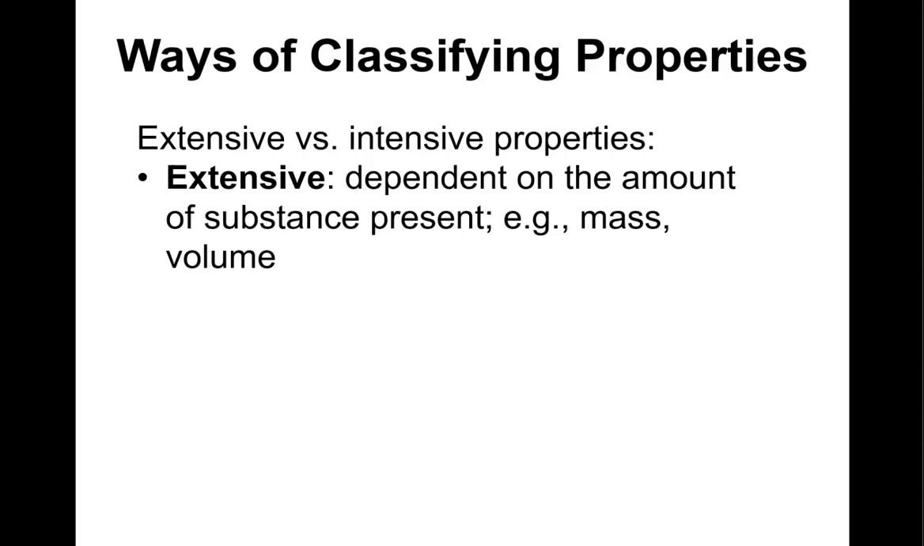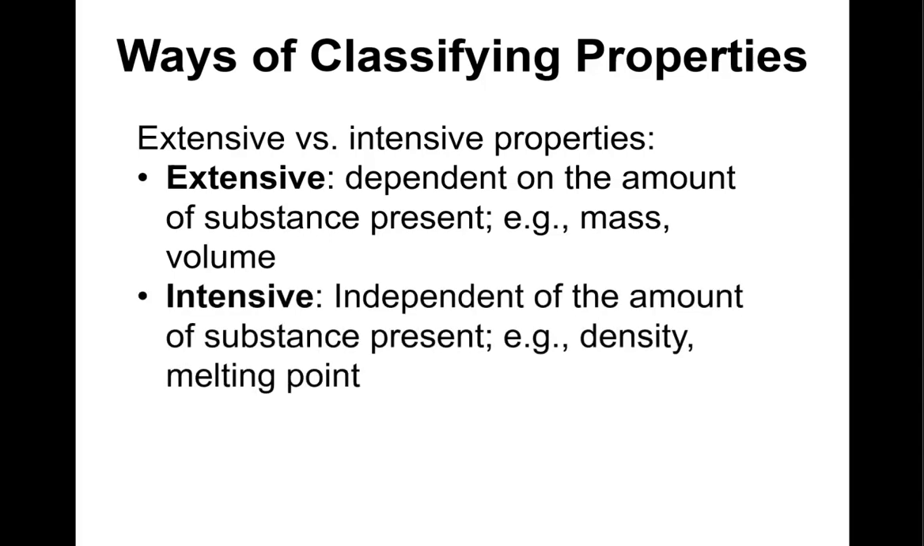So if I've got a lot of water, it's going to weigh more than if I've got a little bit of water. If I've got a lot of sand, it's going to occupy a larger volume than if I've got a little bit of sand. And so extensive properties are properties that depend on the amount of something that you have. But then you can think of another set of properties called intensive properties, and those do not depend on how much material you have there. So for example, the density of water is the same regardless of how much water you have.